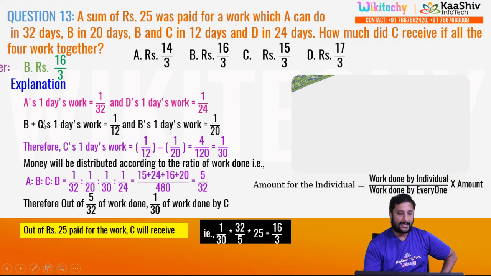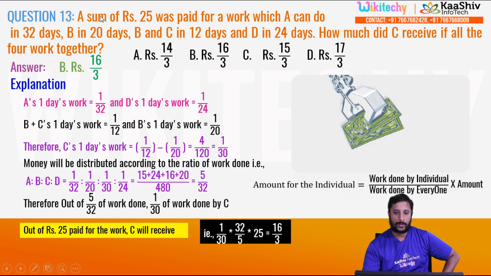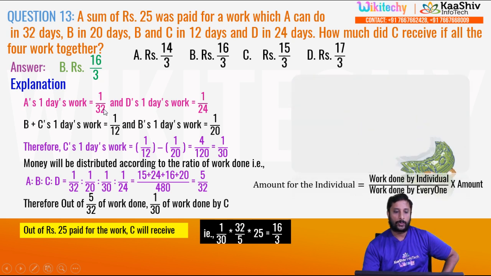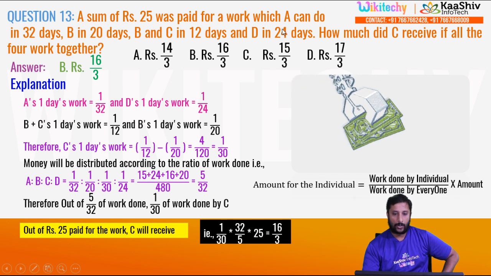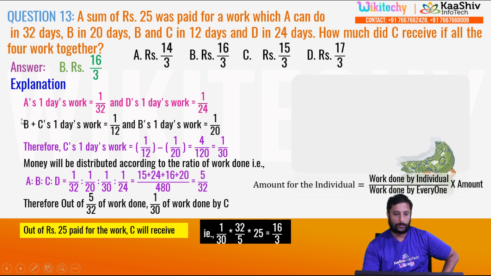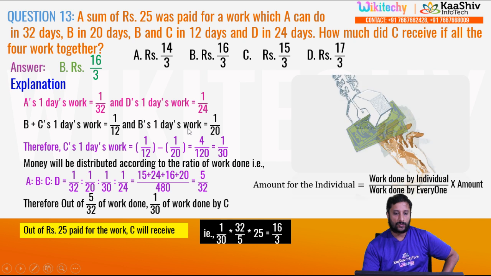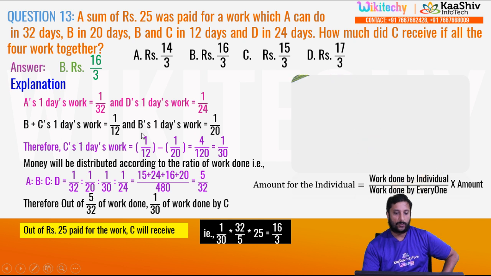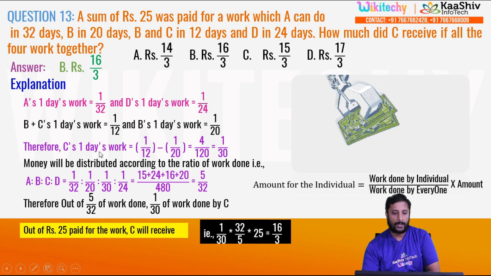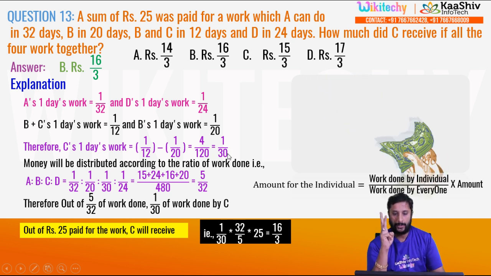A's 1 day work: A can do it in 32 days, so 1 by 32 is the work in 1 day. B is 1 by 20, and D is 1 by 24. B plus C's work is 1 by 12 and B's work is 1 by 20. So obviously C's 1 day work is equal to 1 by 12 minus 1 by 20. B plus C minus B, you will get C. You got 1 by 30. So C can finish the work in 30 days.